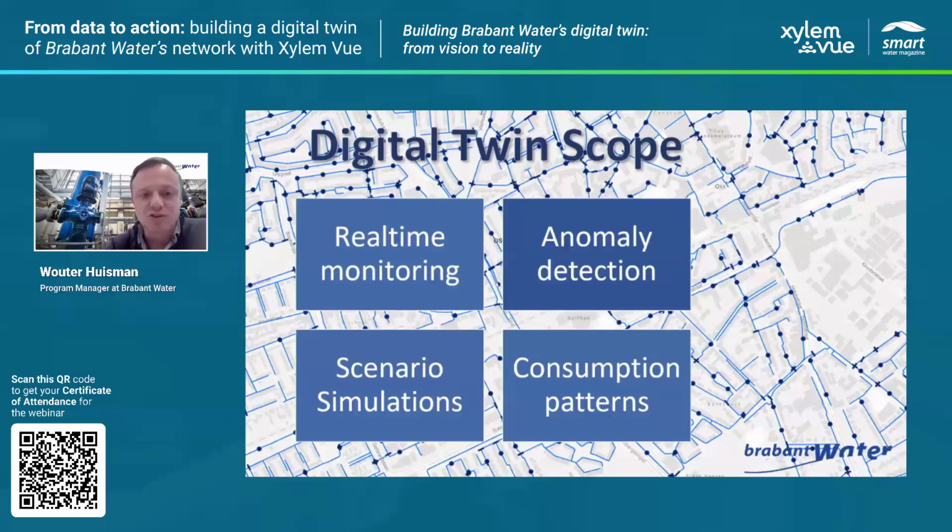We want to be able to real-time monitor water flow through the network. If there are any anomalies, we want to detect them. We want to be able to simulate different scenarios, such as leakage, valve closure, or new customers added to the network. And we wanted to be able to know when and where water is leaving the network. We call that the consumption patterns. So this is the scope we set for the digital twin.